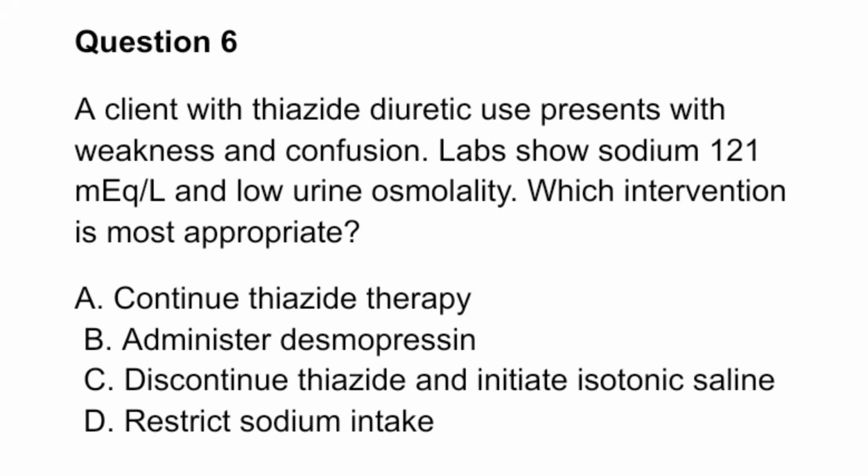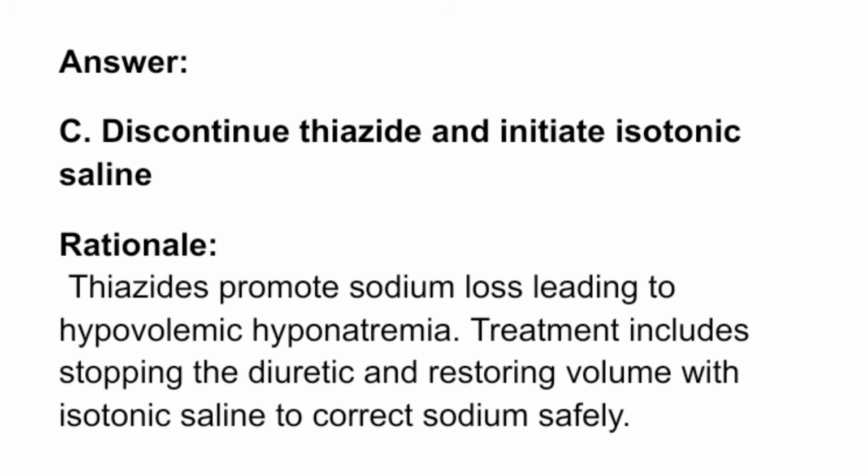Question 6. A client with thiazide diuretic use presents with weakness and confusion. Labs show sodium 121 milliequivalents per liter and low urine osmolality. Which intervention is most appropriate? A. Continue thiazide therapy. B. Administer desmopressin. C. Discontinue thiazide and initiate isotonic saline. D. Restrict sodium intake. Answer: C. Discontinue thiazide and initiate isotonic saline.